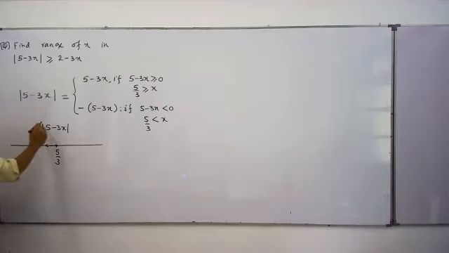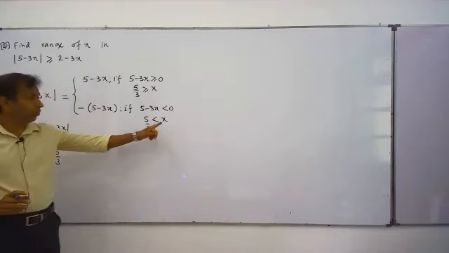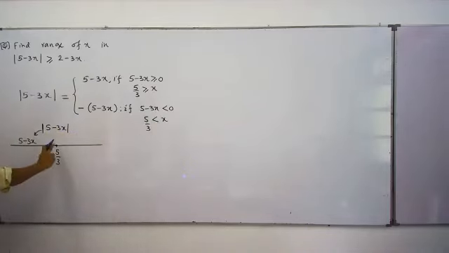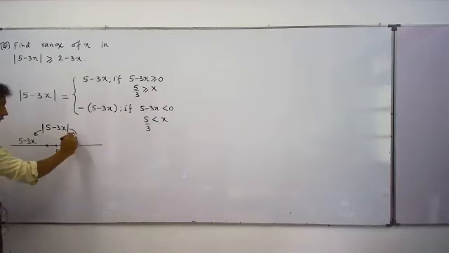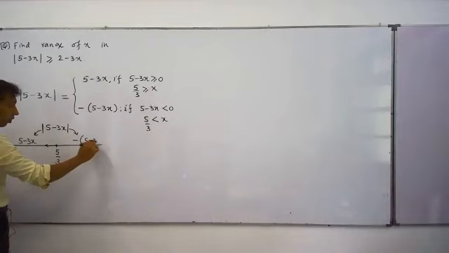Take this answer. x greater than 5 by 3. On the right of this 5 by 3, this will take minus 5 minus 3x.